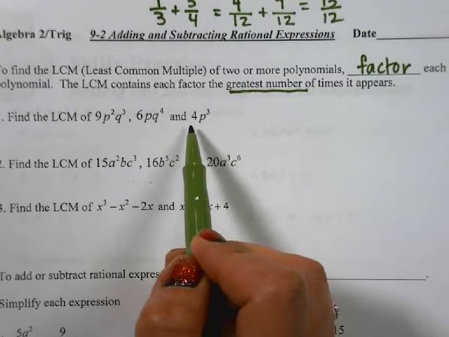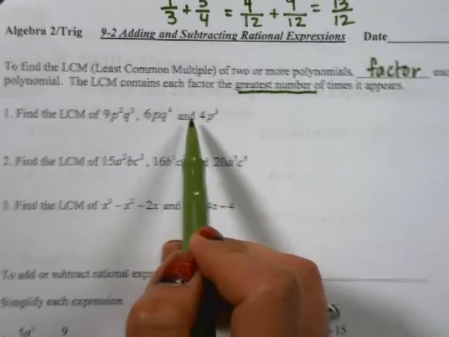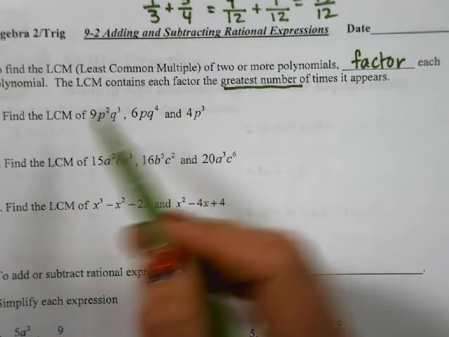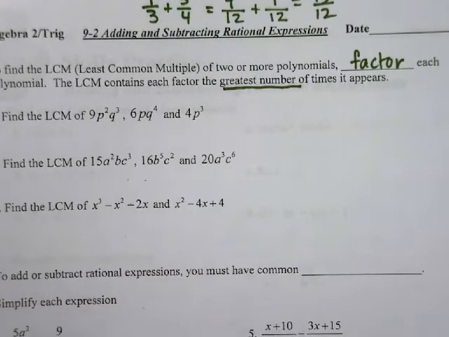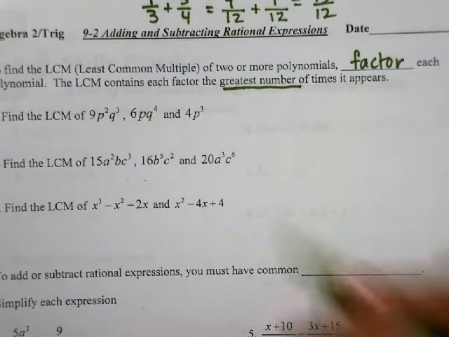So 4 times 2 is 8. That doesn't work for 6 and 9. 4 times 3 is 12. That doesn't work for 9. 4 times 4 is 16. Doesn't work for 6 and 9. Does that make sense? You got to find which one's a multiple of both. Okay, so 36.